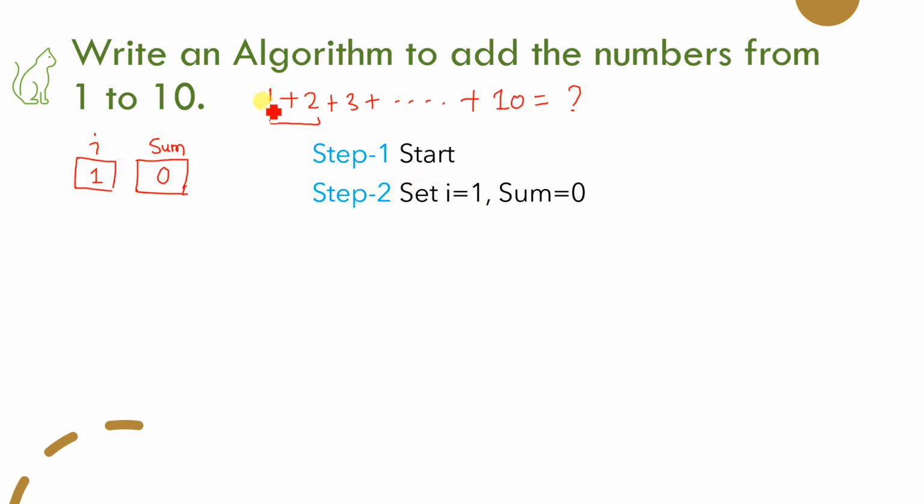I want to add the content from 1 to 10. So in the first iteration I will add 1 plus the sum value, that is 0. After the addition, sum value becomes 1. In the second iteration I will add sum value 1 plus 2, that is 3. In the third iteration I will add 3 plus 3, that is 6. In the fourth iteration I'll add 6 plus 4, that is 10, and so on. Okay, so this is how I'm going to solve it.